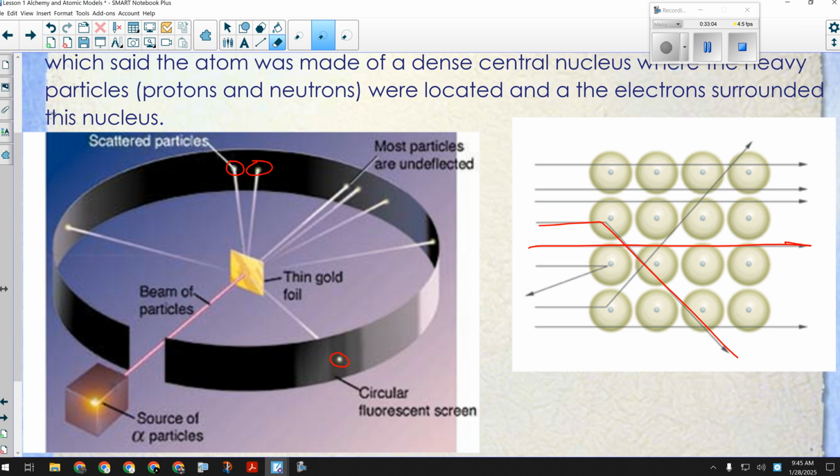So here's the big thing you need to know, or need to have written down somewhere. First off, Rutherford. Rutherford gold foil experiment. Probably the most important experiment in chemistry and physics. And that gold foil experiment proved the existence of the nucleus.